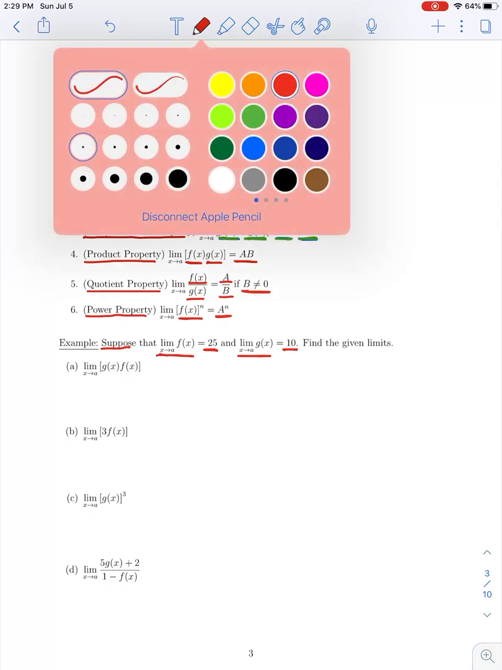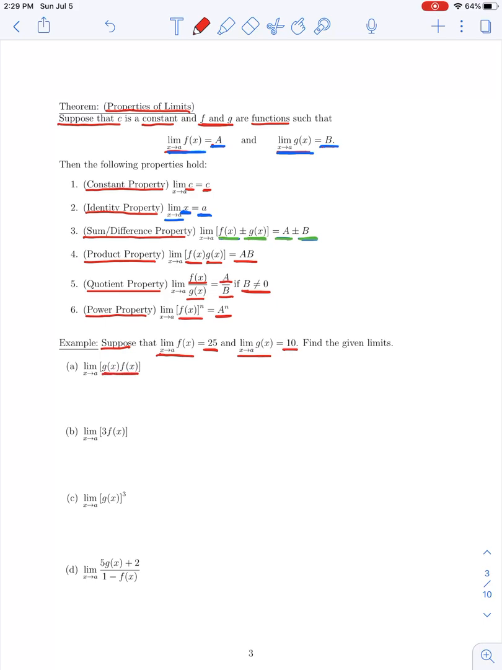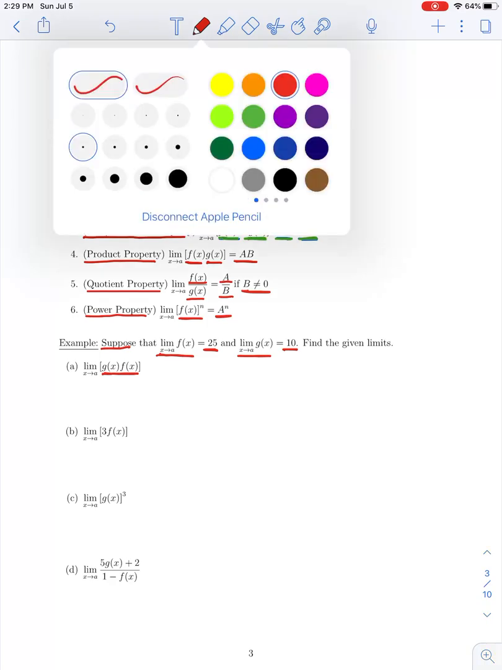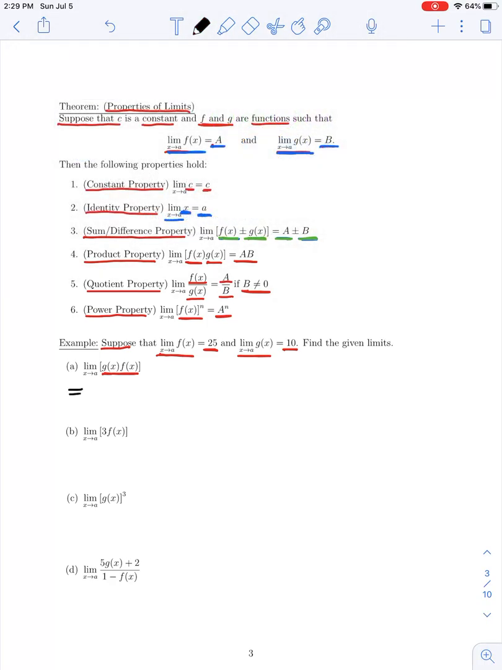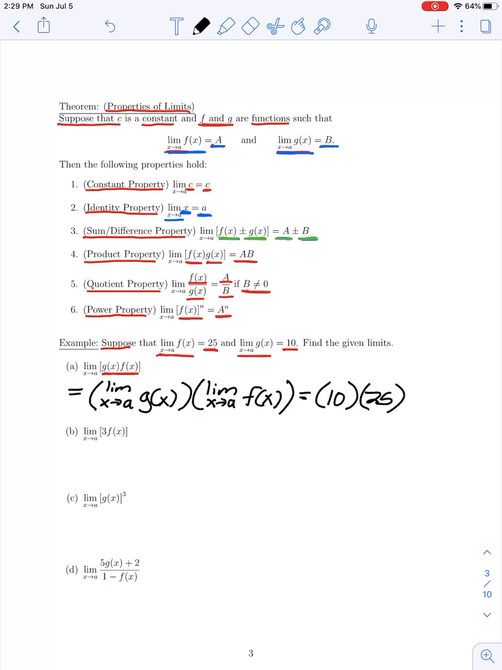So in part A, we are asked for the limit of g of x times f of x. Using the product property, we know that this is equal to the product of the limits. That is the product of the limit of g of x and the limit of f of x. But we were given those values in the problem statement. We were told the limit of g of x is 10, and the limit of f of x is 25. So the product would give us a limit of 250.